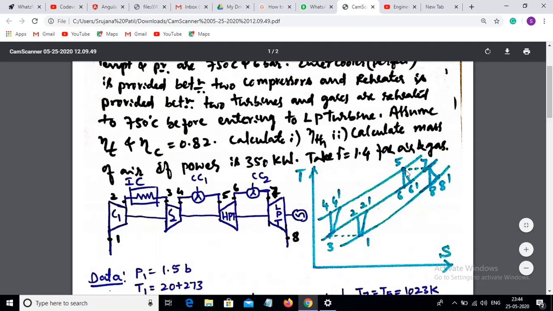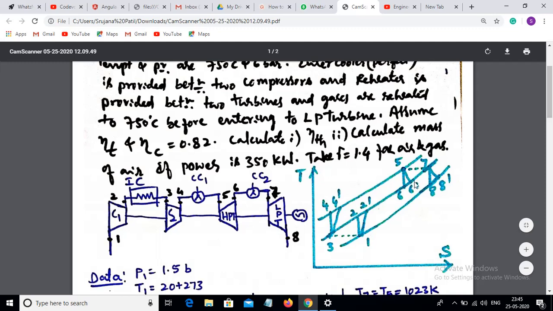So at 750 degrees centigrade temperature and pressure 6 bar, the gases will expand in the first turbine. So that is the HP turbine. To what pressure will it be? P5 to P6. P6 is nothing but the intermediate pressure, that is 3 bar. So the temperature will be decreased, that is T6 dash. We have to calculate all these values.